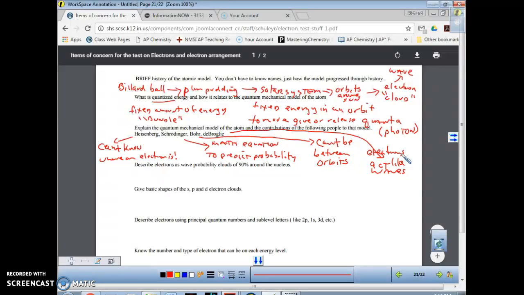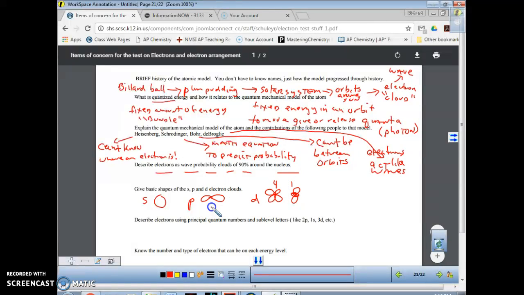All right, electrons, the next one's just a statement. An electron is really a wave probability cloud of 90% somewhere around the nucleus. What's the basic shape of the S, the P, and the D? Go ahead, Dalton. Sphere for the S. How about P? Figure 8 kind of thing. I like that. D? Clover. There's 4 clovers and 1 figure 8 with a donut. There's 4 of these and 1 of these.